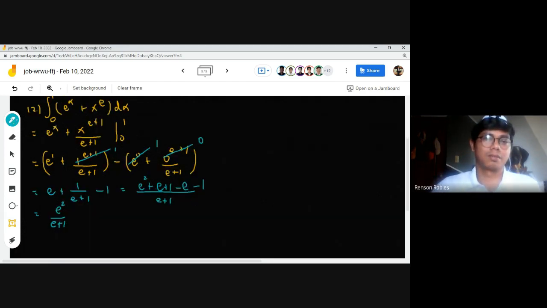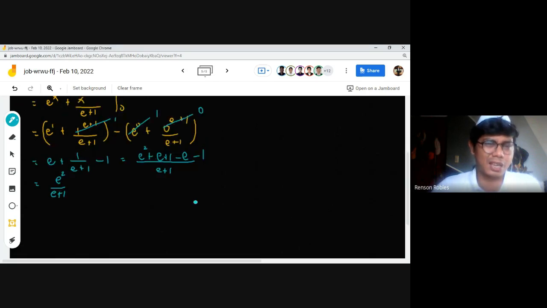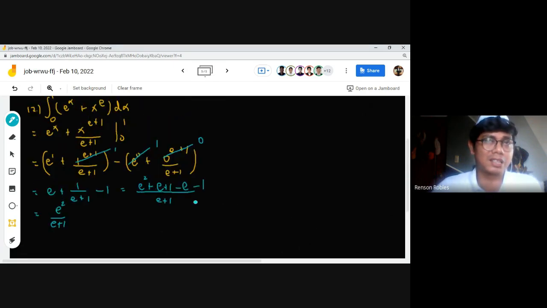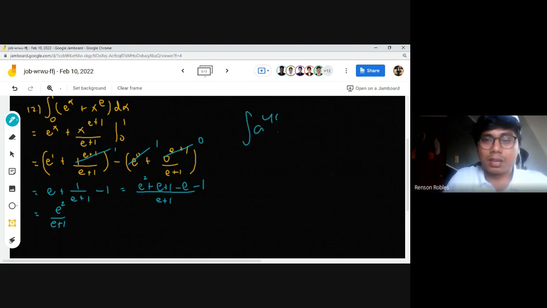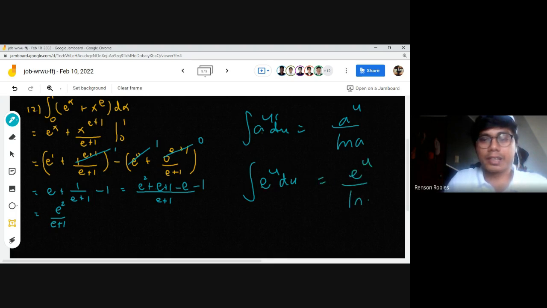Okay? One more. I'm still on e ha. Wala pa ako sa a. But by the way, kapag punta natin sa a, you will apply the same technique as in e. Kasi parehas lang naman sila ng form. Yung form ng a to the u du is a to the u over ln a. So, kaparas din siya nito. When a is equal to e, that's e to the u over ln e. Where ln e kasi is 1. Kaya biglang nawawala yung over ln kapag e to the u na siya. Kasi ln e is 1.